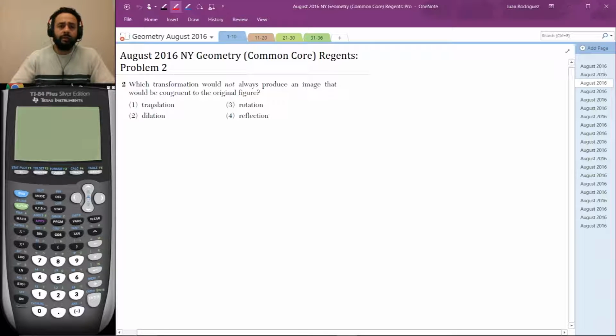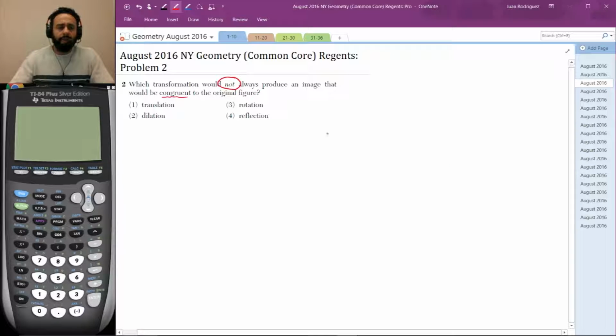So let's see. The choices are translation, dilation, rotation, and reflection. Now, this is an important problem. They do like to ask this kind of question, and we should really be able to eliminate choices. So, would not always produce an image that is congruent, okay?